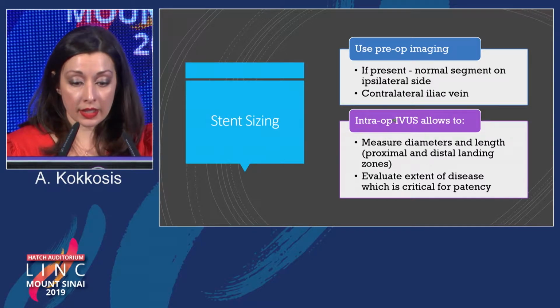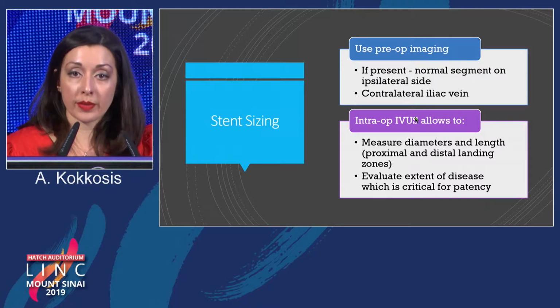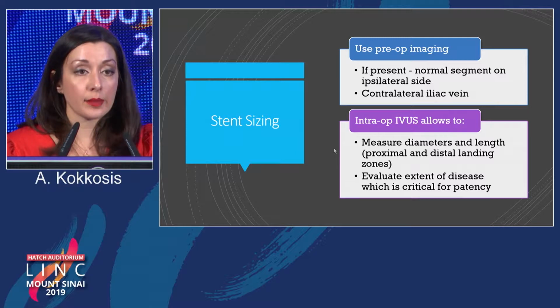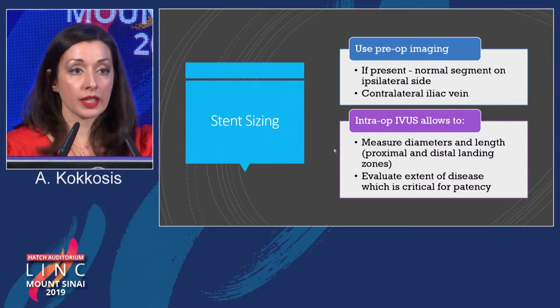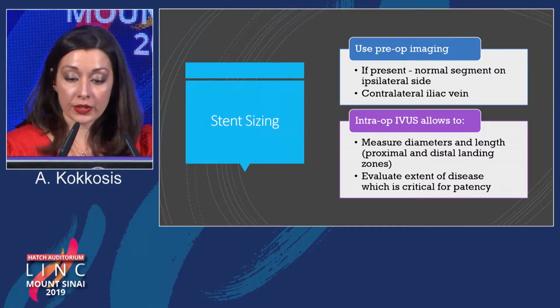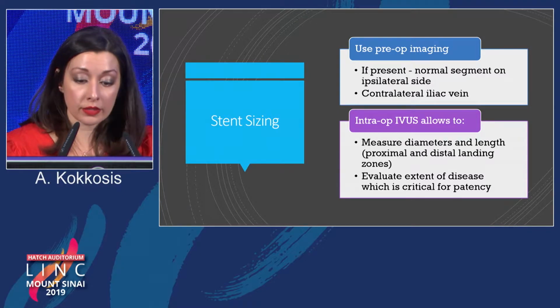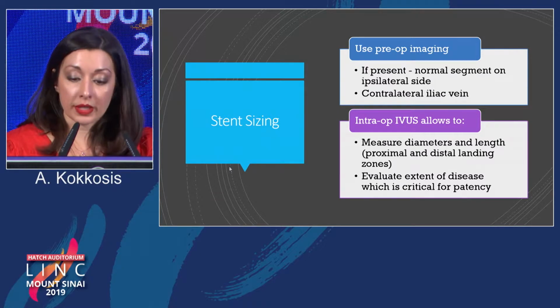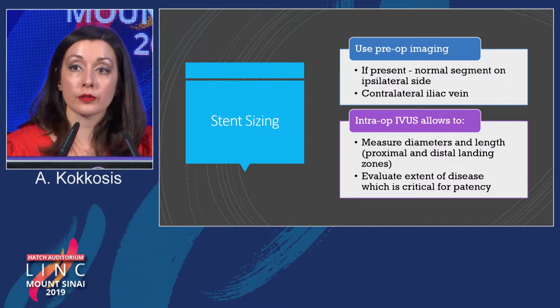In terms of stent sizing, you can use a combination of preoperative imaging, CT venogram, MR if present, or you can compare the contralateral iliac vein if it's normal to give you an idea. Intraop IVUS, I don't do a case without IVUS. Measure your diameters and length, proximal and distal landing zone. It also helps you evaluate the extent of disease, which is really critical for patency of the stent in the long term.